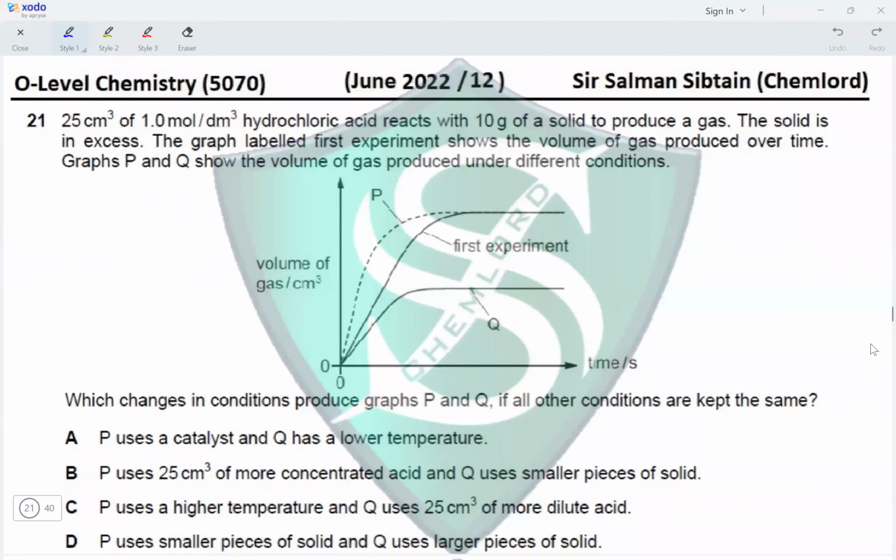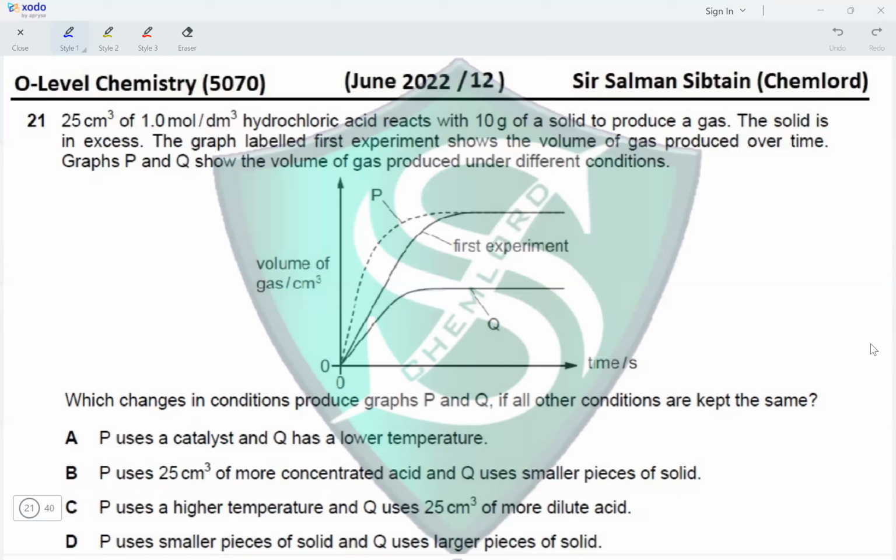Hi guys, this is O-Level Chemistry, paper 12, June 2022, question 21. 25 cm³ of 1 mol/dm³ hydrochloric acid reacts with 10 grams of solid to produce a gas. The solid is in excess. Okay, this makes the HCl the limiting reactant. The graph labeled first experiment shows the volume of gas produced over time.